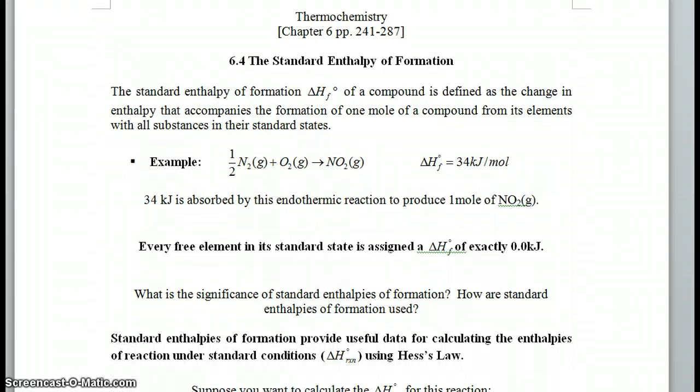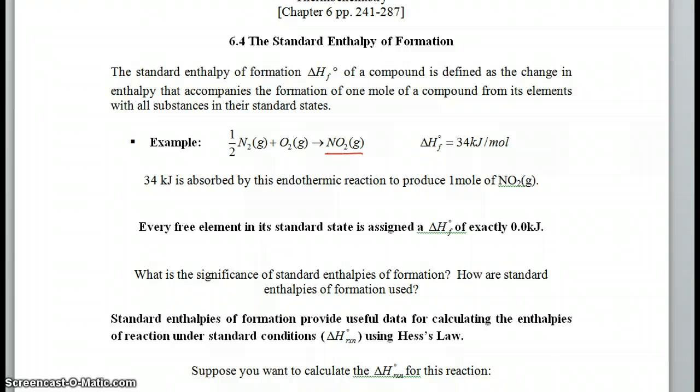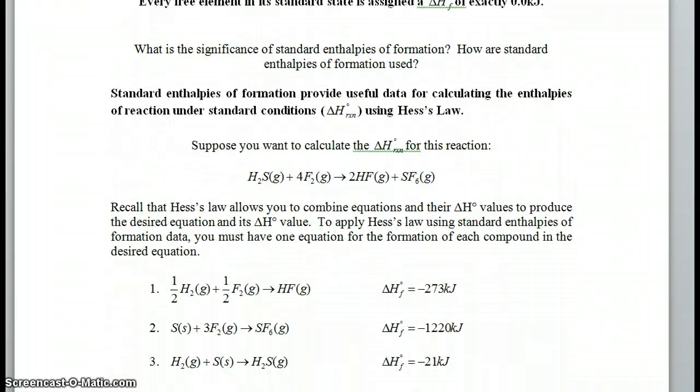Okay, so standard enthalpies of formation are pretty straightforward. Basically, an enthalpy of formation just means that we are forming one product. So it is enthalpy required to form, in this case, nitrogen dioxide. Okay. So every element in its standard state is exactly 0. That's just because it's the way it naturally exists. Okay, so there's no extra energy required in order to make something that already exists. It has to be in its standard state.